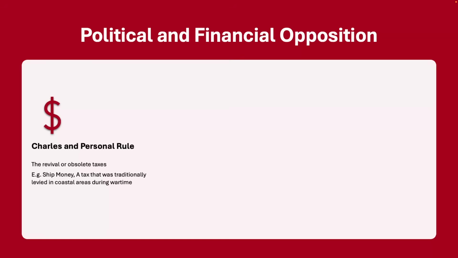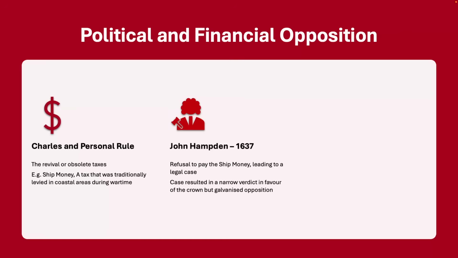Charles extended this tax during peacetime, as I've just mentioned, and applied it not only to the coastal regions, but to the entire nation, provoking widespread opposition. So what was an old and obsolete tax that applied to coastal areas during wartime was revived and is now applied to all areas during peacetime. Not particularly democratic.